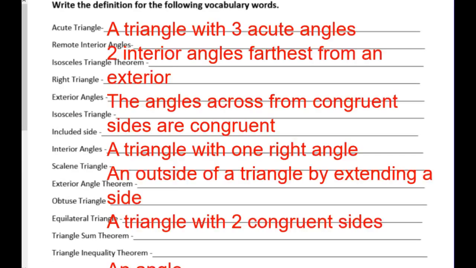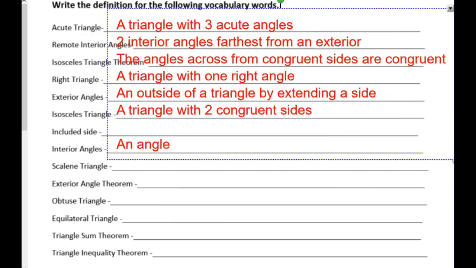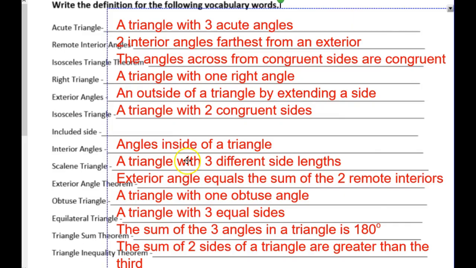Okay, this last part is a bunch of vocab, which took me a second to get this formatted. One second, and I think I've got it now. Okay, so acute triangle is a triangle with 3 acute angles. Remote interior angles are the 2 interior angles farthest from an exterior angle. Isosceles triangle theorem, the angles across from congruent sides are congruent. A right triangle is a triangle with 1 right angle. Exterior angle is an angle on the outside of a triangle created by extending a side length.